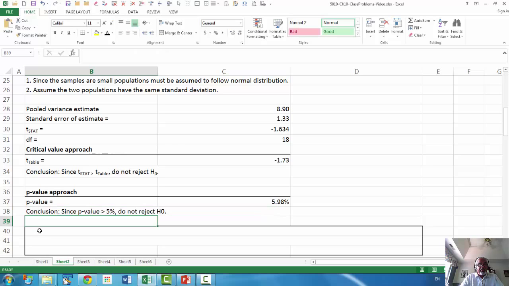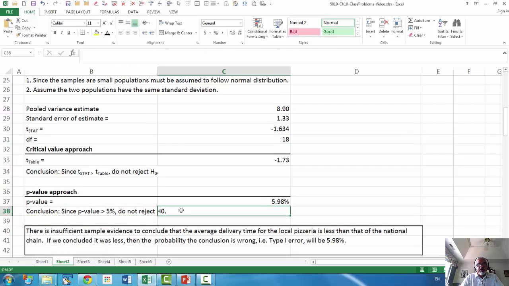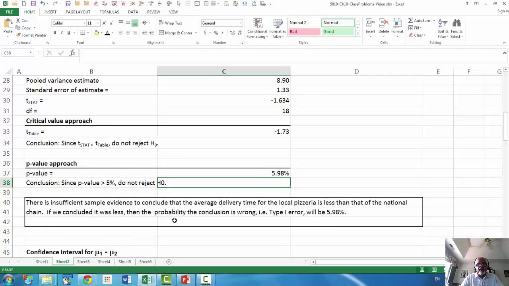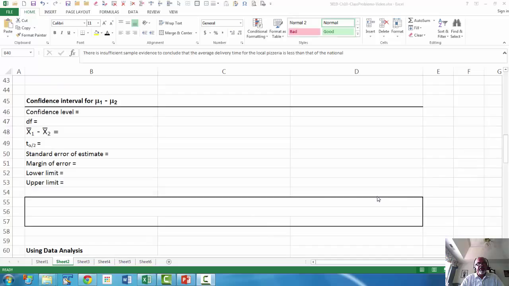And the interpretation. So there is insufficient evidence to conclude that the average delivery time for the local pizzeria is less than that of the national chain. If we concluded that it was less, then the probability that we are wrong, that we are making a type 1 error mistake, is 5.98%. Now let's develop a confidence interval for the difference in the two population means.